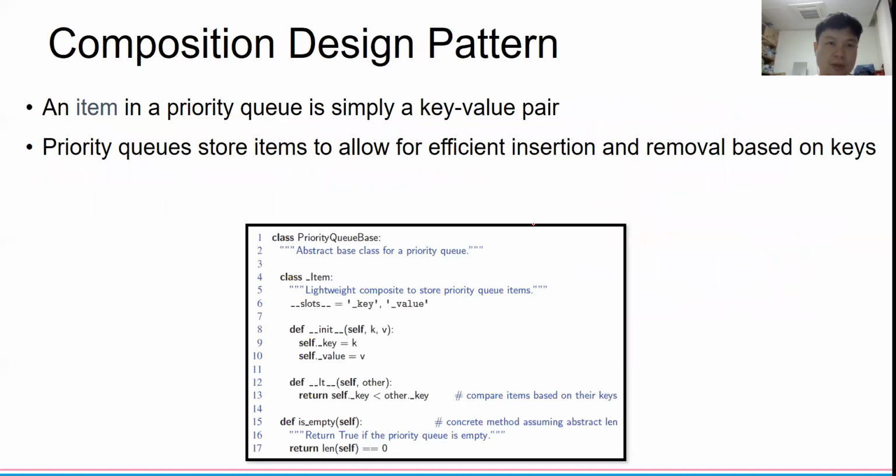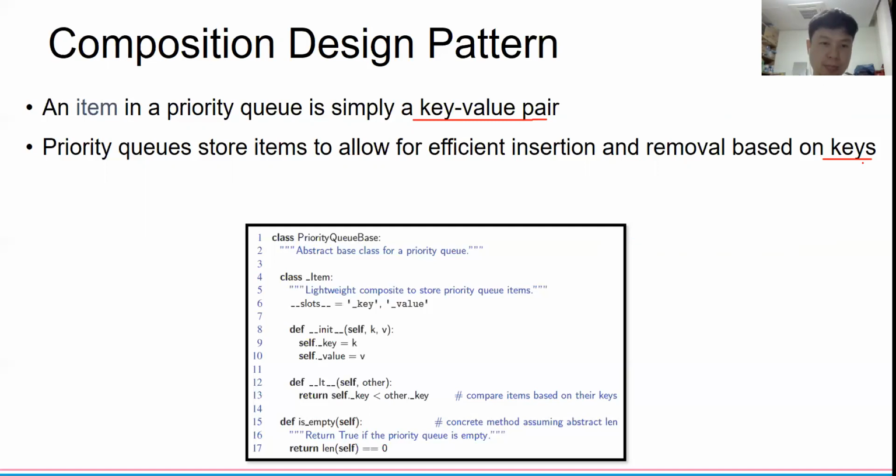So we have the composition design pattern. It means the item in the priority queue will be a key-value pair. Priority queues store items to allow for efficient insertion and removal based on the keys. If you have the keys, it will be easier to insert and remove, because in the previous examples, if we have 7, for example, then we can just insert it in between 5 and 9.